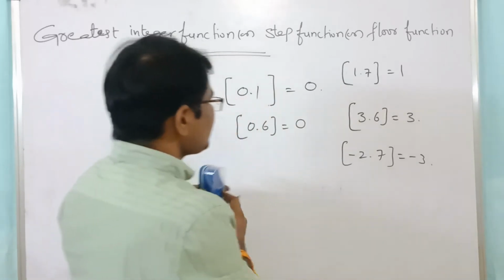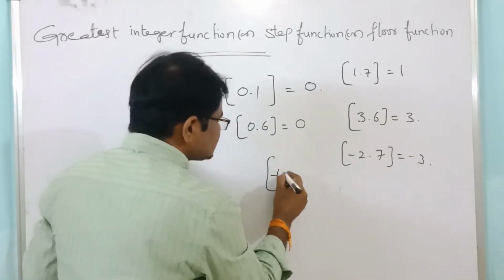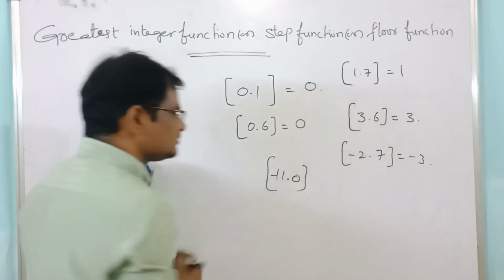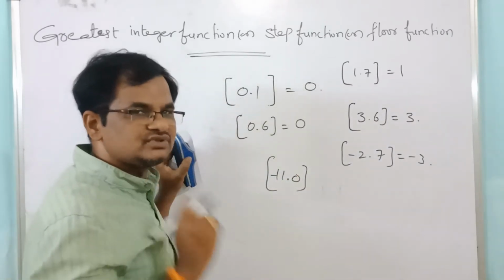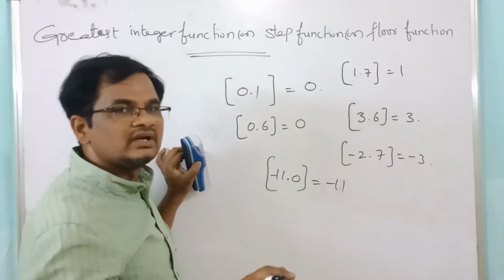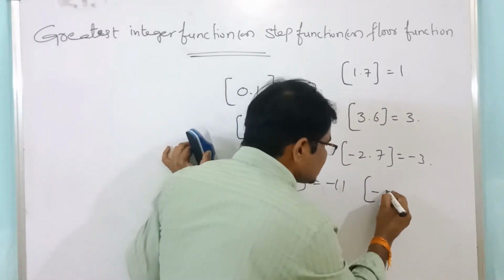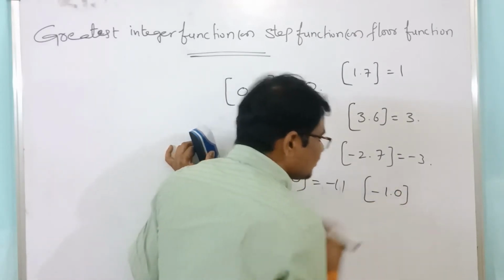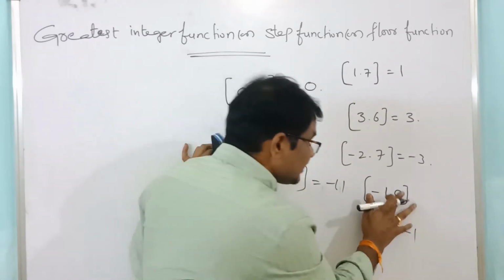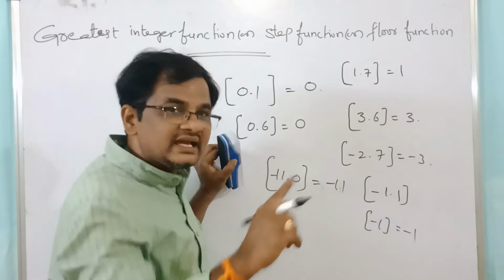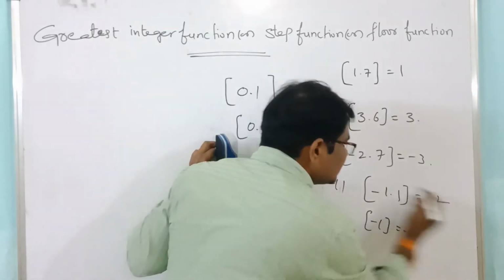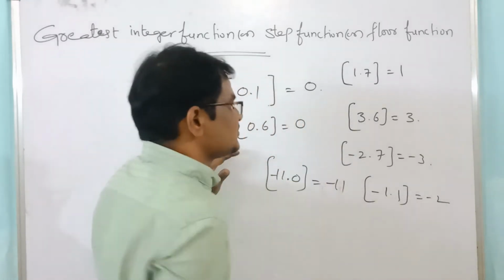Next, integral part of minus 11.0. Suppose minus 11.0, what do we get? Not minus 12. Careful, observe this one. Because this is an integer, we will get minus 11 only. Integral part of minus 1.0 is nothing but minus 1 only. But minus 1.1 is in between minus 2 and minus 1, so that's why we will get minus 2. Be careful about this one, right?